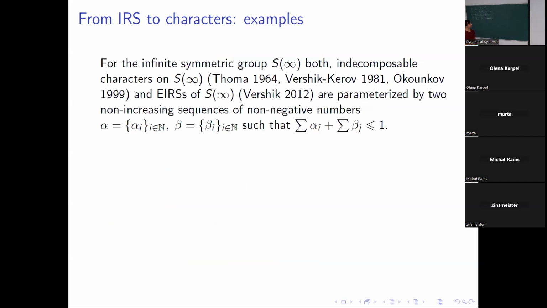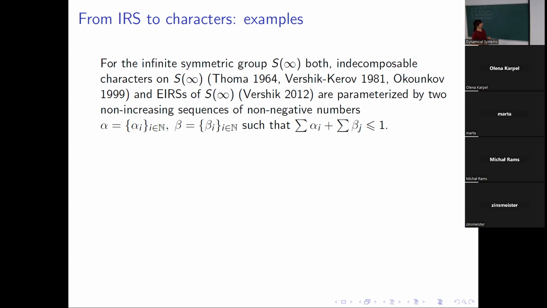So, examples. One of the most famous examples in the representation theory of infinite-dimensional groups is the infinite symmetric group, which by definition is the group of finitary bijections of the positive integers. So we take the positive integers and consider all bijections which move only finitely many numbers. Indecomposable characters and associated representations, called factor representations, were studied by many authors.